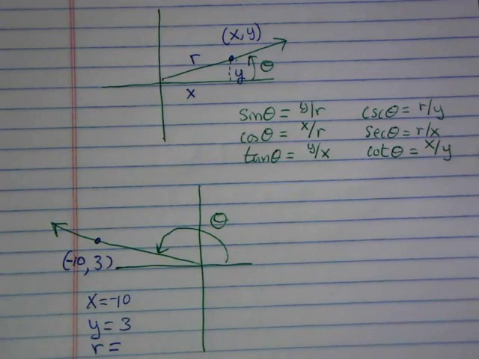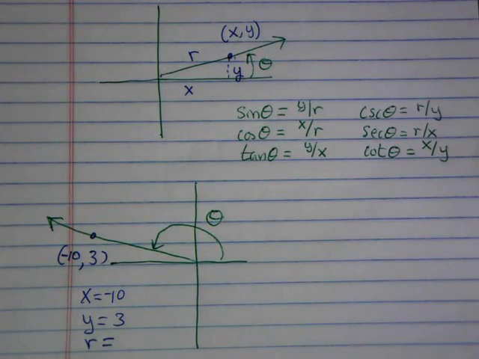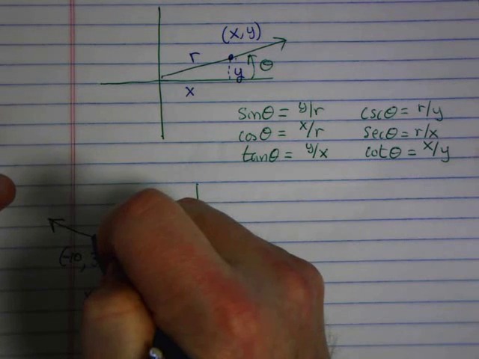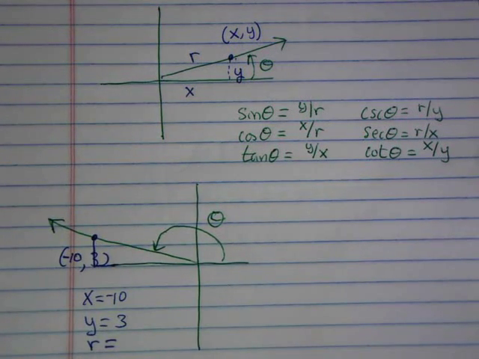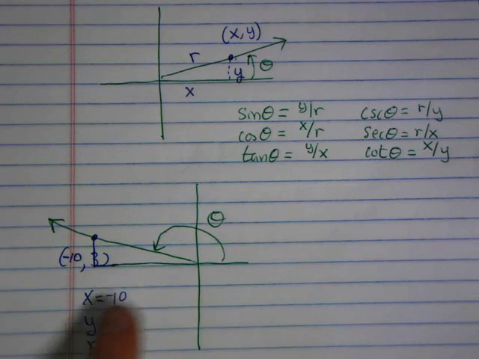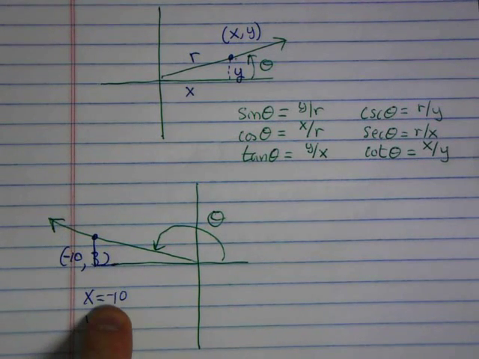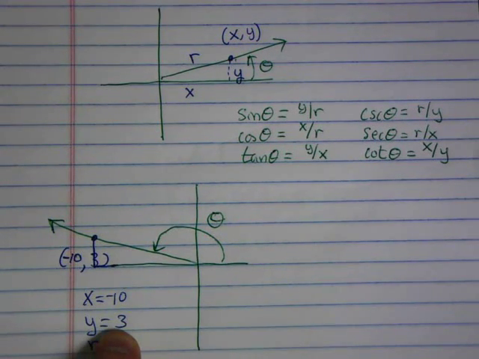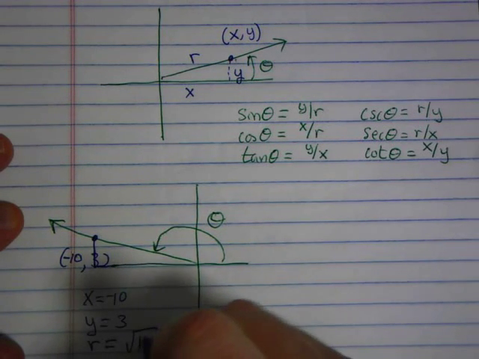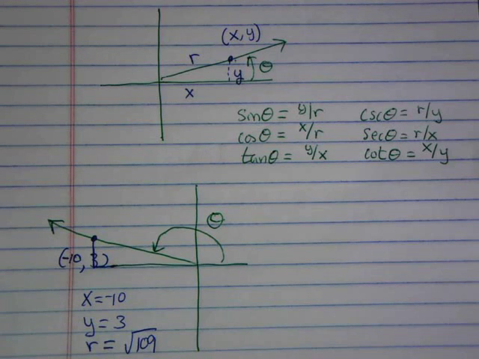What's r? I have to find r. How do I find r? I use the Pythagorean theorem, and I get? Wouldn't you make, like, if you did this with the figures, you're going to the negative 10, positive 10? Well, does it matter? Because in the Pythagorean theorem, I would take x and I would square it. What's negative 10 squared? Turns out to be all positive anyway, doesn't it? So negative 10 squared is 100. 3 squared is 9. So I'm going to get square root of 109.